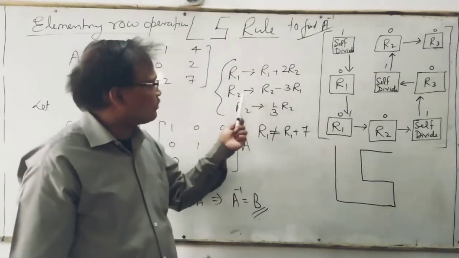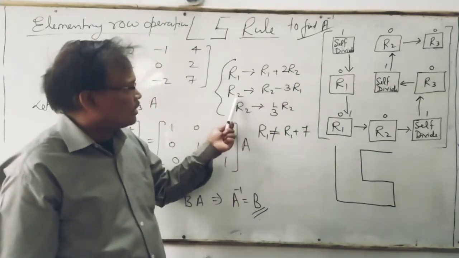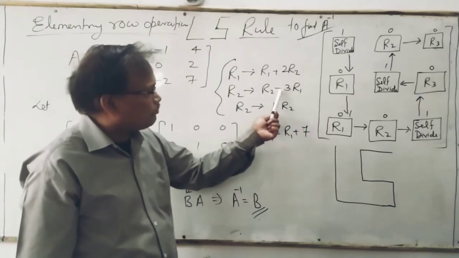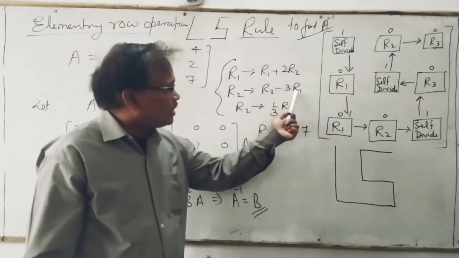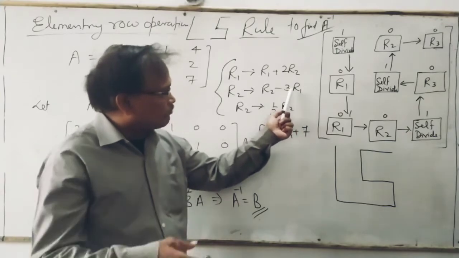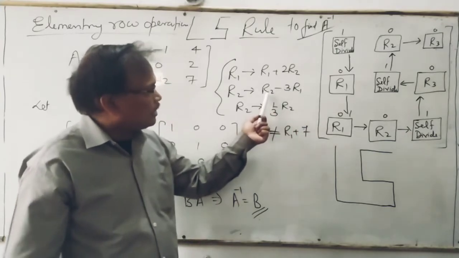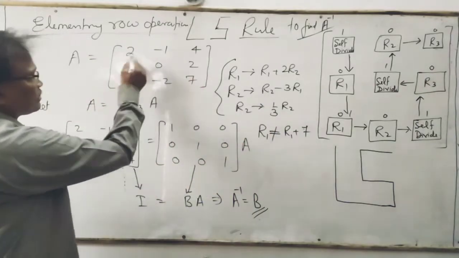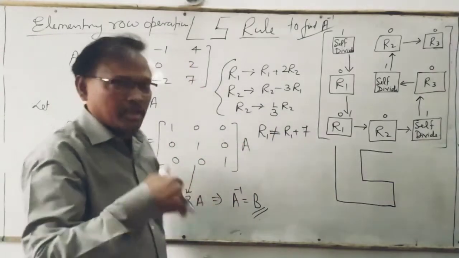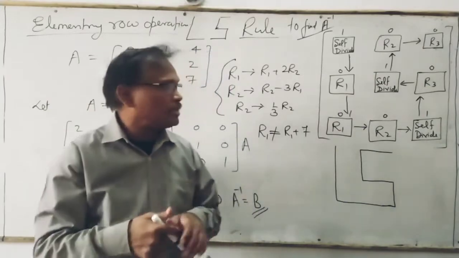So in this case, suppose for example you have to change R2, so R2 is equal to R2 minus 3R1. R1 means you multiply the elements of R1 by minus 3 and then add to R2, and this you will get something different. This I'll tell you in the next video, how it will happen.